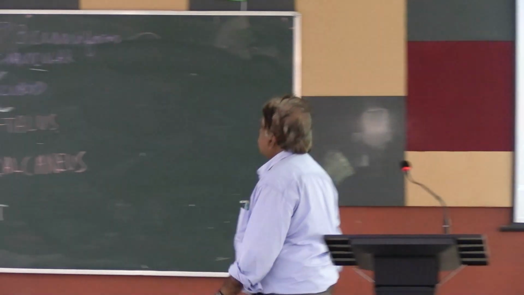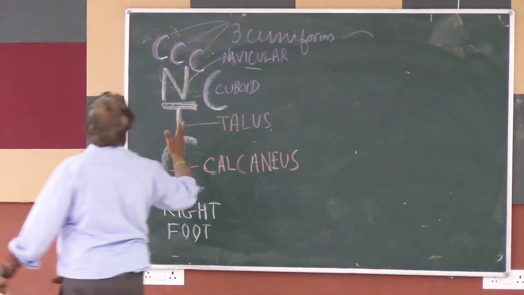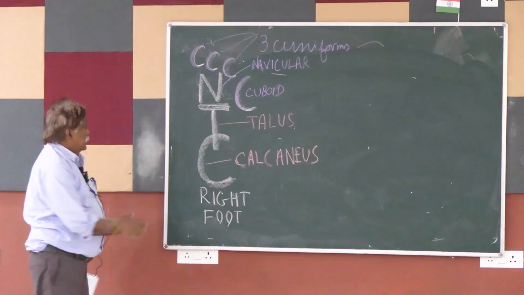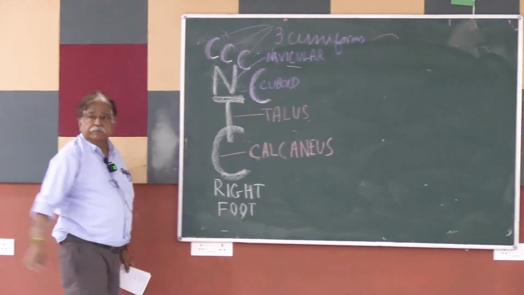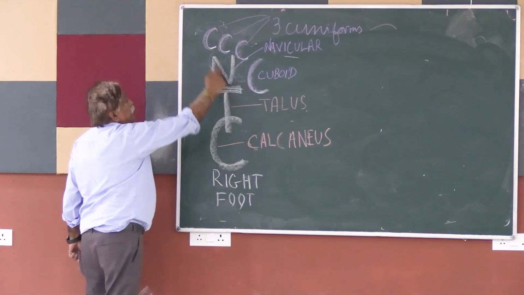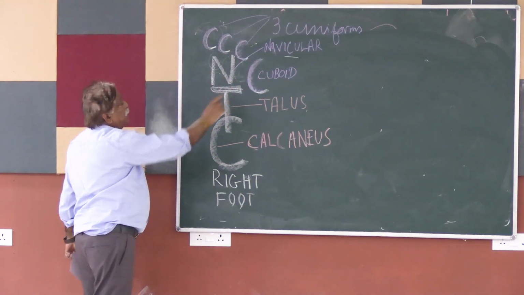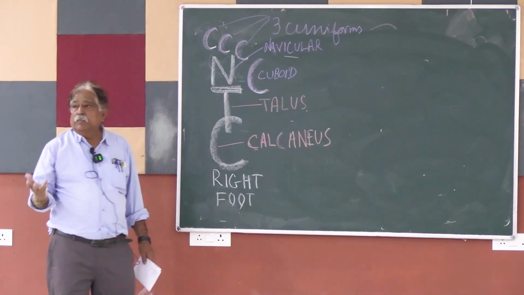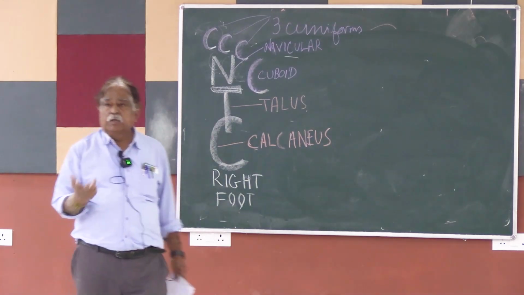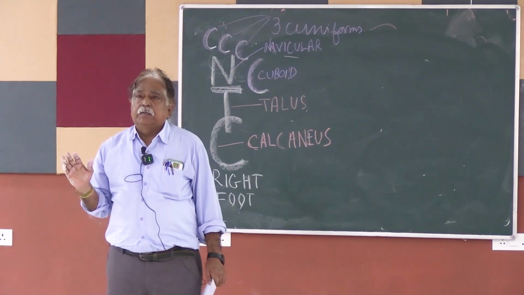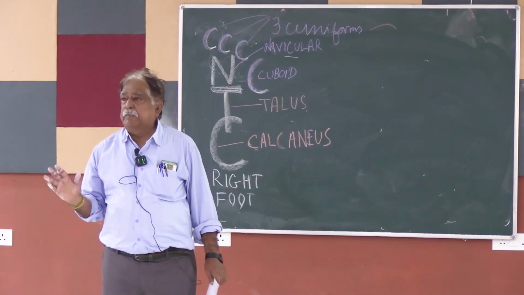Now, see, this is the right articulated foot. Now, this is the calcaneus, the talus, navicular, cuboid, and the three cuneiforms. When you go to the practical dissection hall, take the articulated foot and it will become very easy.